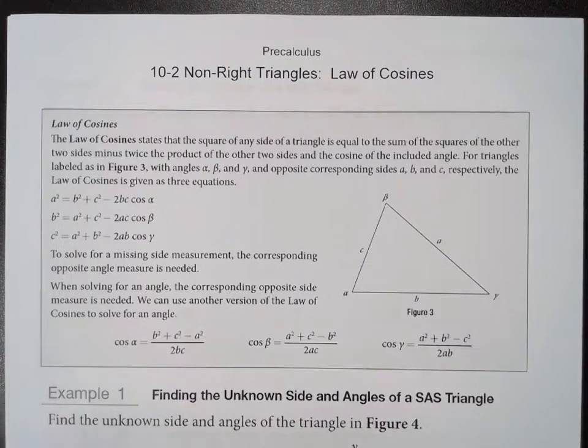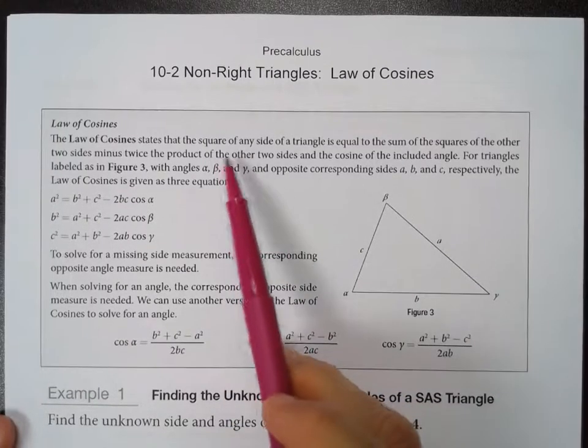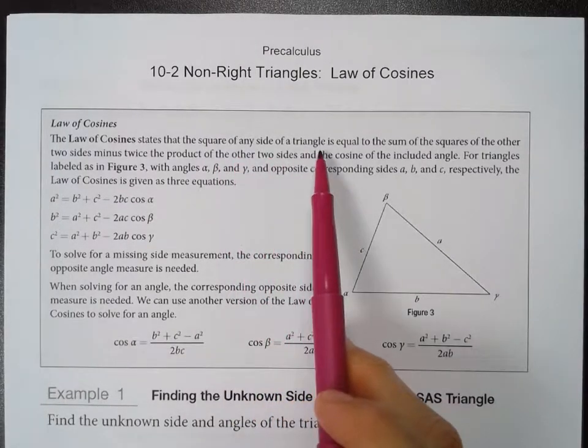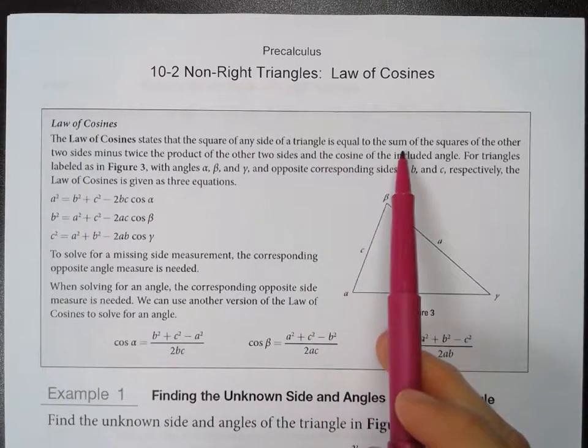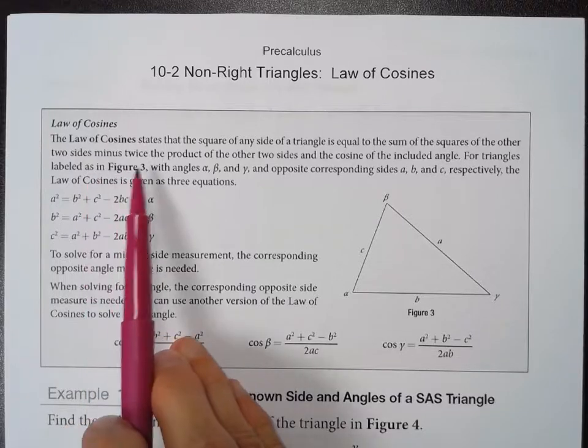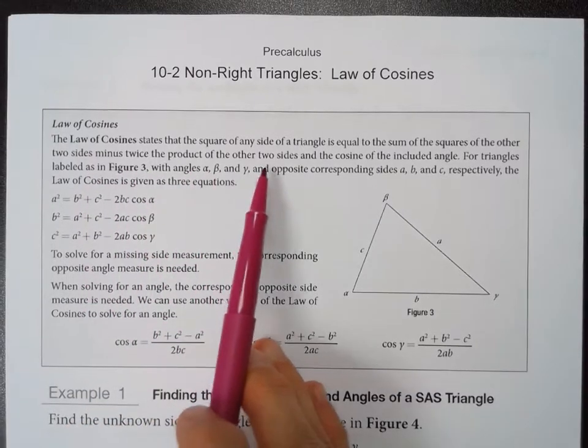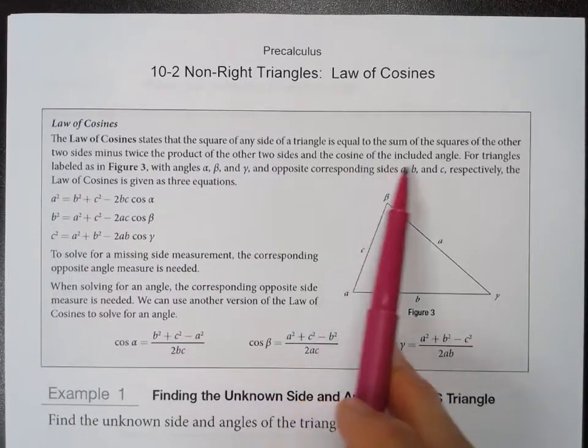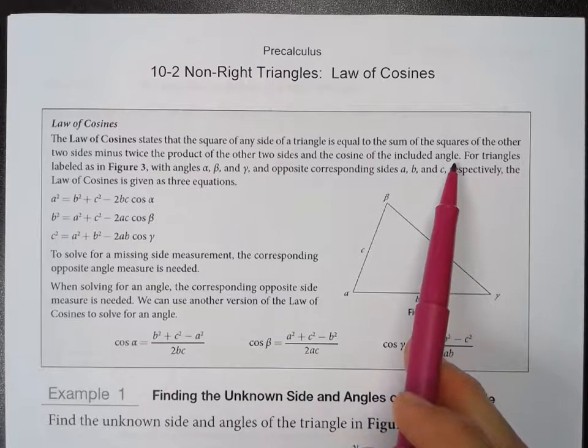So now we're going to talk about the law of cosines. The law of cosines states that the square of any side of a triangle is equal to the sum of the squares of the other two sides minus twice the product of the other two sides and the cosine of the included angle. Oh my goodness, that's a lot of information.